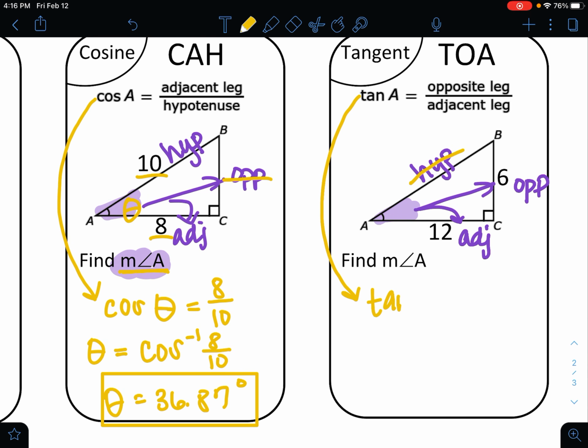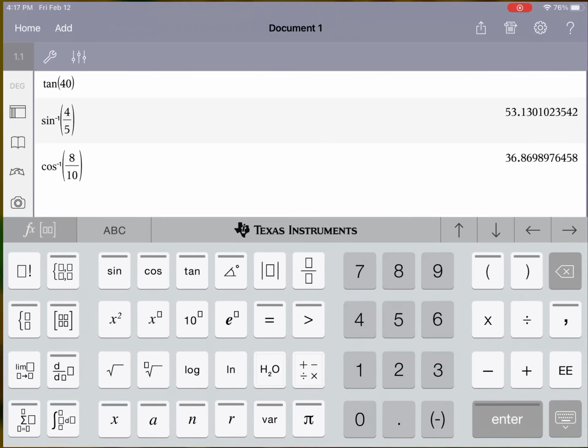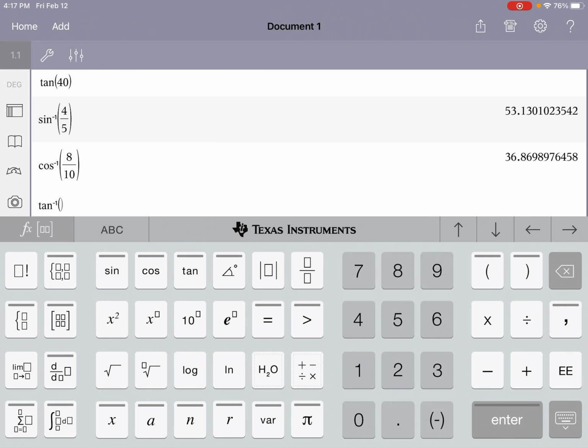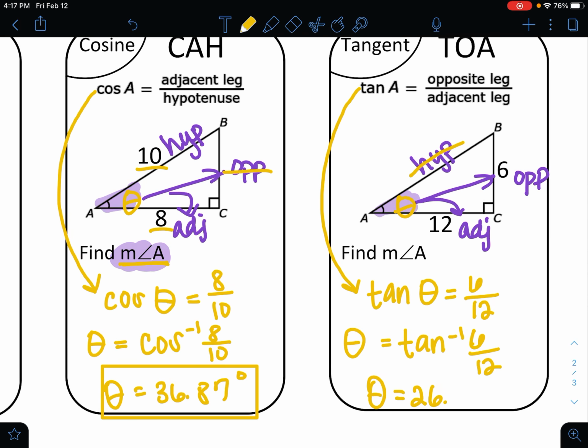So this is going to be tangent theta, because again, we're using theta for the missing angle, equals the opposite, which is 6, over the adjacent, which is 12. And to get theta by itself, you're going to have tangent inverse of 6 over 12. So let's go ahead and do that over here. Press and hold tan. Want the inverse, 6 divided by 12, or 6 over 12 if you want to do the fraction, and we get 26.57 degrees. And that is that.